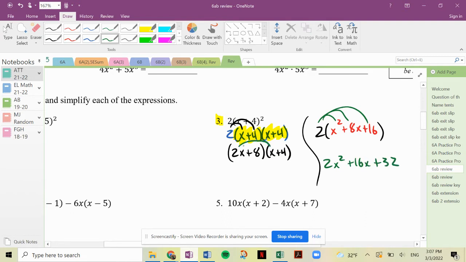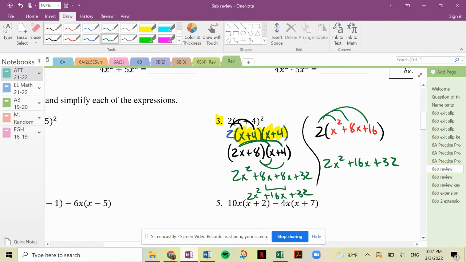If we do it that first way, 2x times x is 2x squared, 2x times 4 is 8x. We get another 8x in the middle, and then 8 times 4 is 32. 8x and 8x combine to 16x, and we get our 2x squared plus 16x plus 32. So either way you do that, it works.